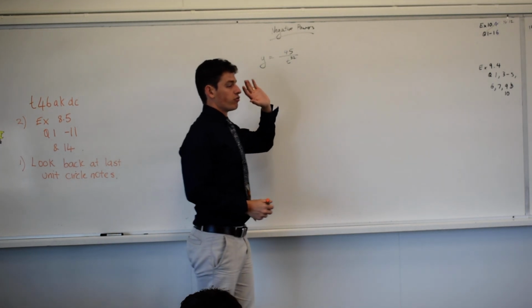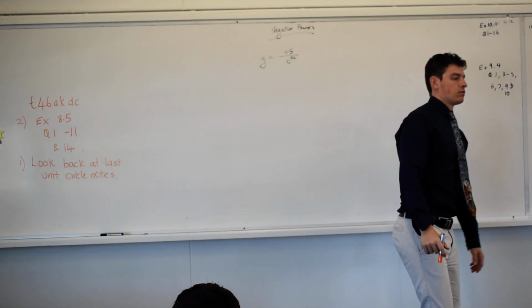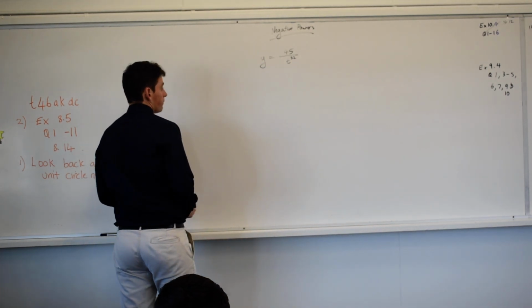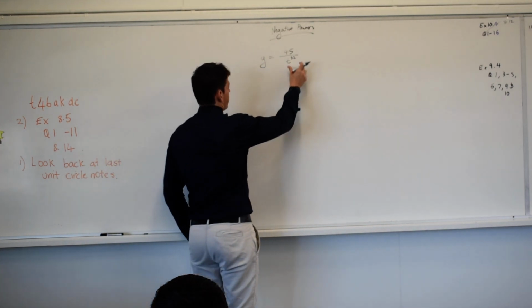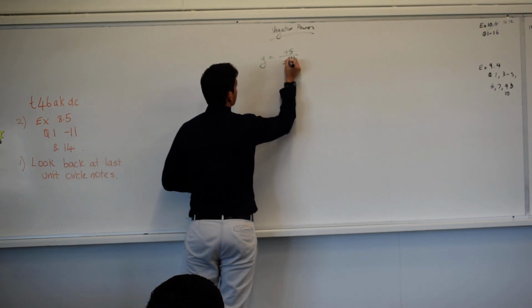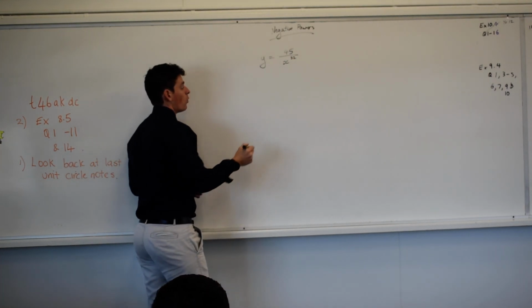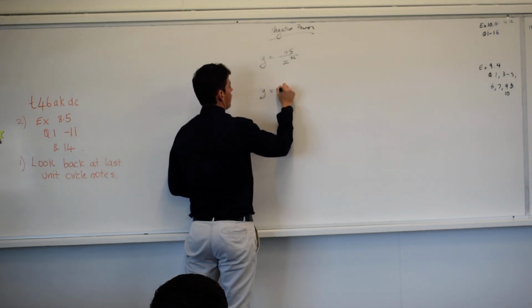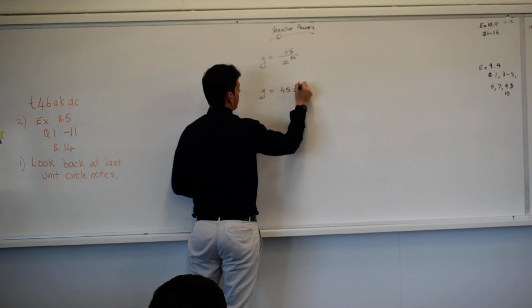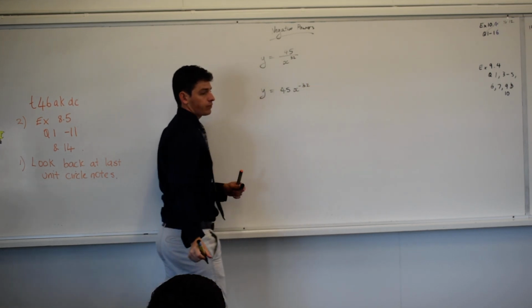How else can I represent that? Show me how else I can write that expression. I shouldn't use t, sorry, I wanted x. How can I write that? y equals 45 x to the power of negative 32, very good.